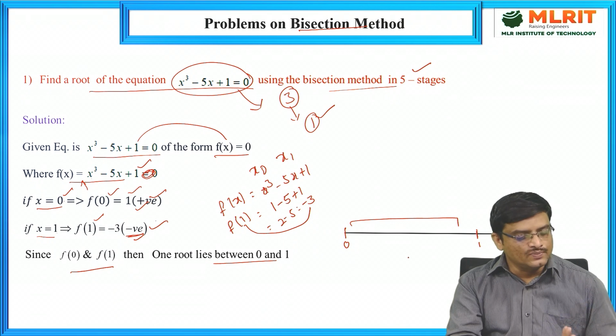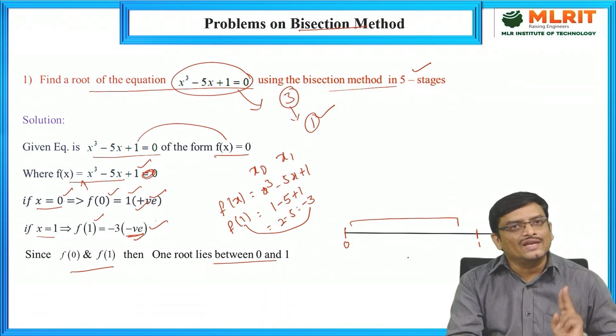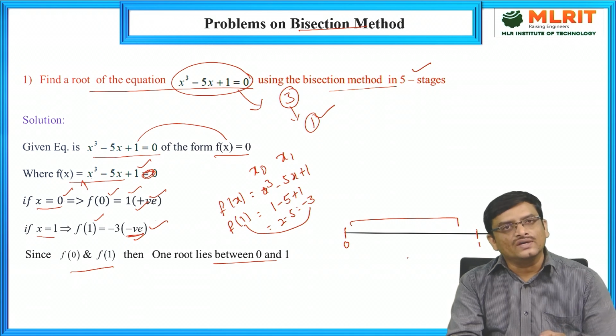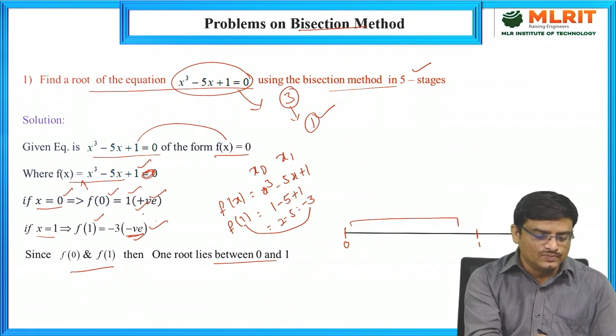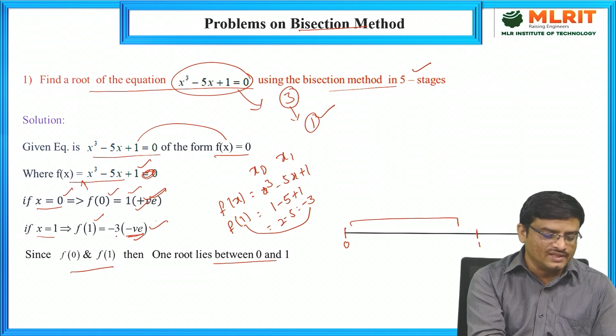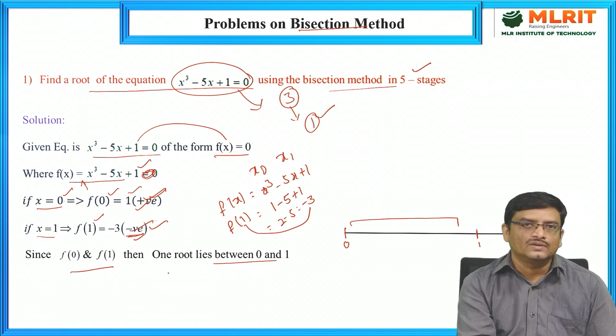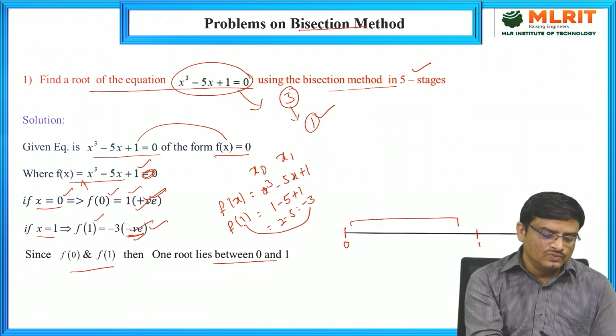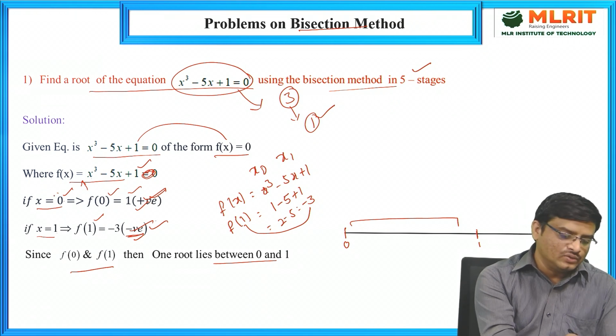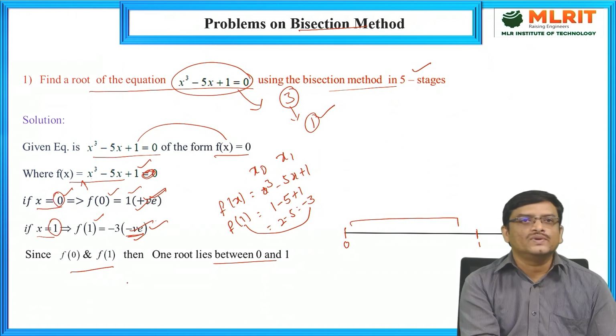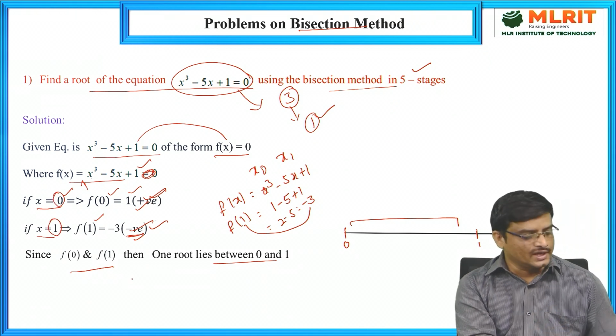The second step is we have to consider two real numbers, and if you substitute the two real numbers in the function, their function values must have opposite signs. So suppose this is a positive sign, then for the next number we have to get a negative sign. Since we have opposite signs, we can conclude that the root lies between 0 and 1. That is our second step here.